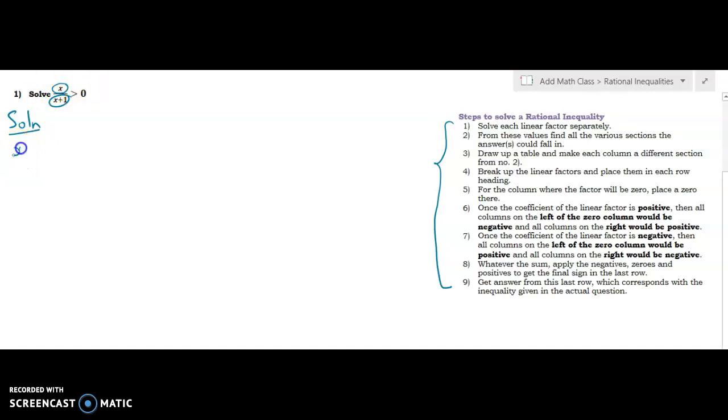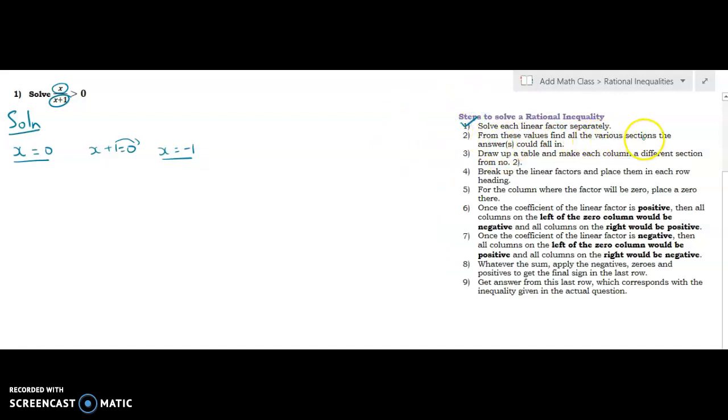So the first one, x, the numerator, that simply means x is equal to 0. So that is solved in the first piece. The second one, x plus 1 is equal to 0. If I solve this linear factor, I'll get x is equal to minus 1. So I now have x is 0 and x is minus 1. So that, everyone, takes care of my first step.